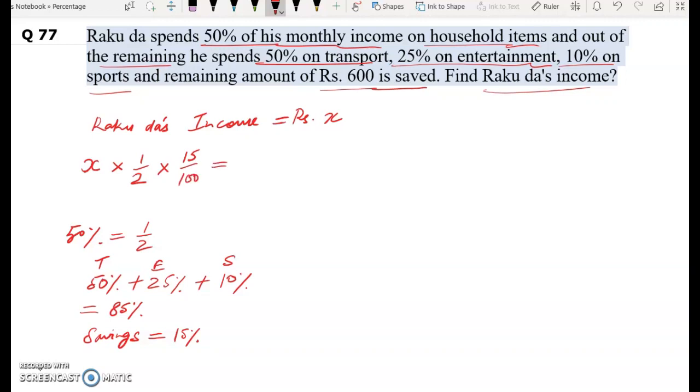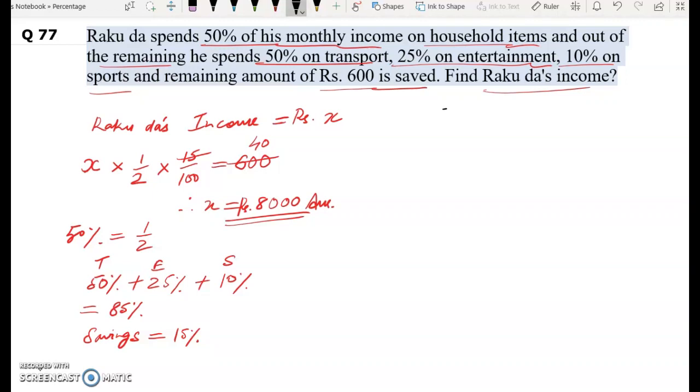Now the actual saving in rupees is 600. So X into 1 by 2 into 15 by 100 will give us 600 as savings. Now we can easily find out the value of X. 15 into 4, 60. So X is equal to 2 into 4 is 8, 3 zeros. 8,000 rupees is the income of Rakuda. This is our answer. Now this question can also be solved with a different method.